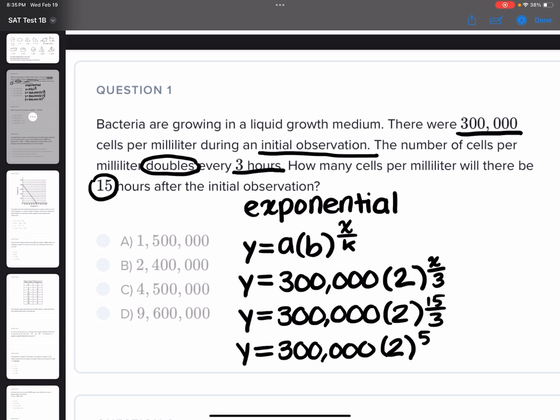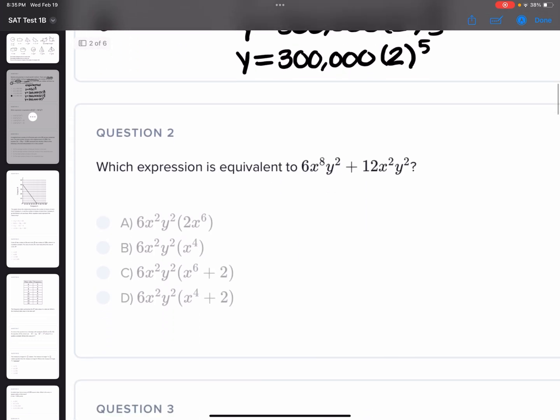Y would have to equal 300,000 times 2 to the 5th power, because 15 divided by 3 is 5. And if you plug that into your calculator, or into Desmos, depending on what you want to use, you should get 9.6 million, which is this one. D is the correct answer. All right, so, moving on to question 2.